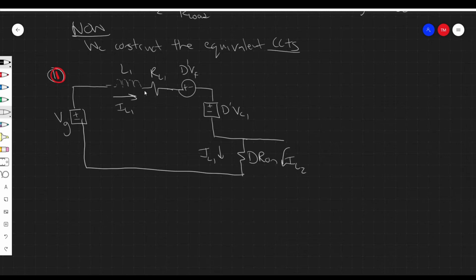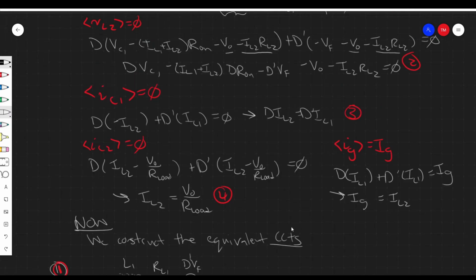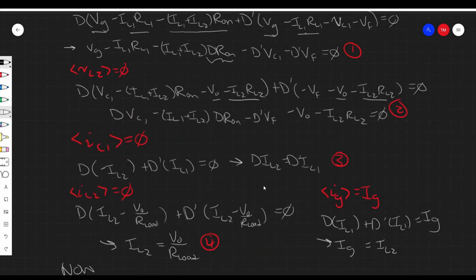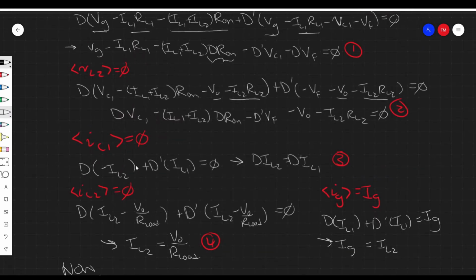Right, and I'm actually going to skip equation 2. I'm going to think about how this D prime VC1 couples to something else. To do that, we have to look at equation 3, over here. In this first equation, we have D prime VC1, and that is going to connect to this D prime IL1. So I'm going to switch over to equation 3.